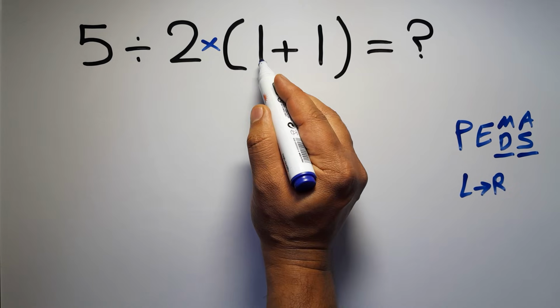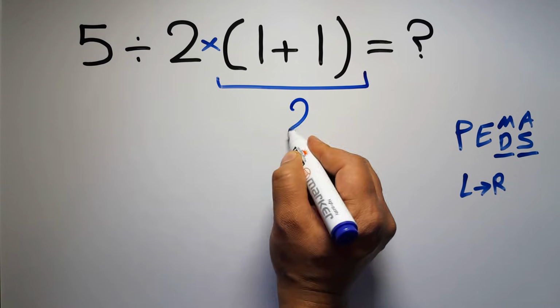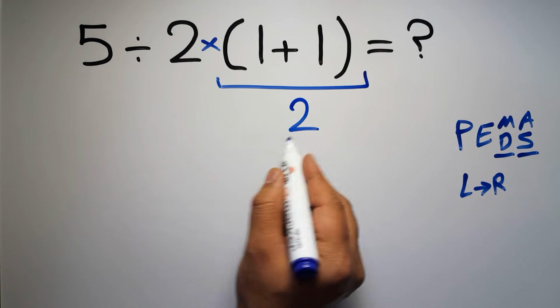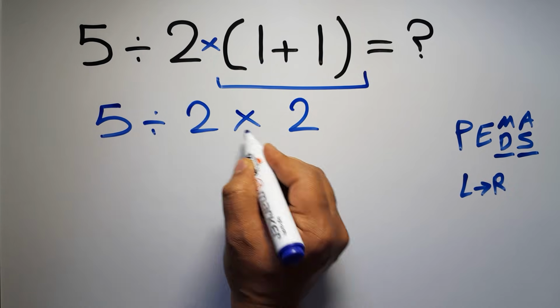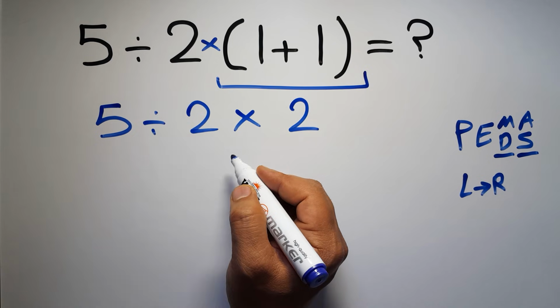Inside this parenthesis we have 1 plus 1, which equals 2. So 5 divided by 2, then times 2. Now we have one division and one multiplication.